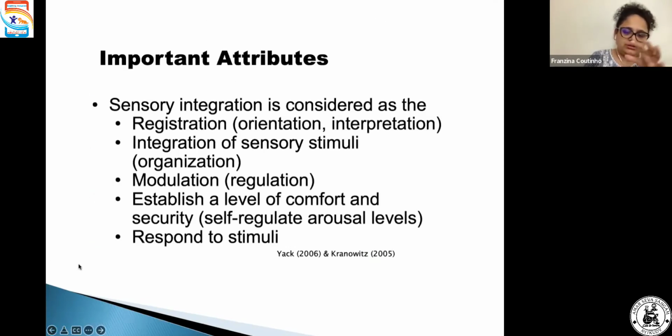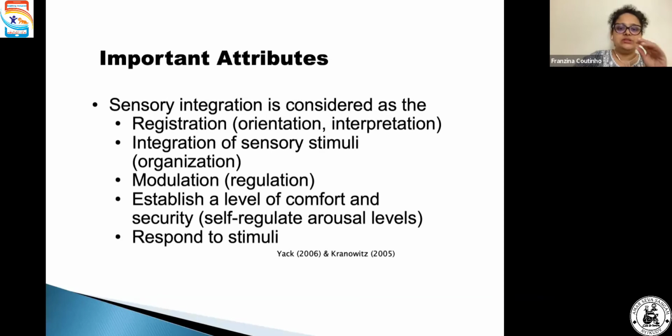So the difficult part is mostly done. When we talk about sensory integration, we have four things we need to remember. One is the registration, which means the orientation and interpretation of information we're getting from the sensory system. Then how we integrate the sensory information and organize it. Then how we modulate it, which is the regulation, right? And then finally, how we have appropriate levels of comfort and security to a particular sensory stimuli.